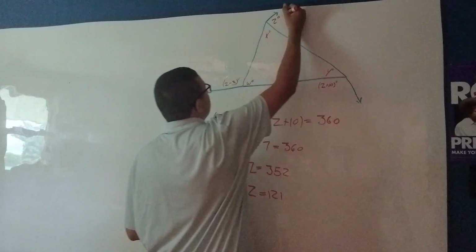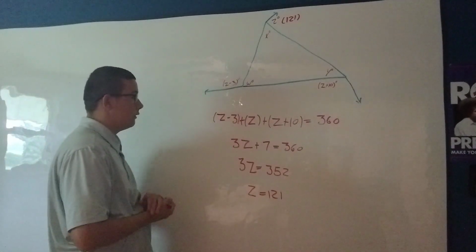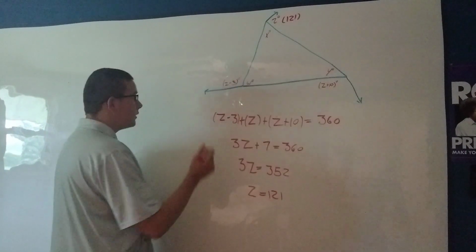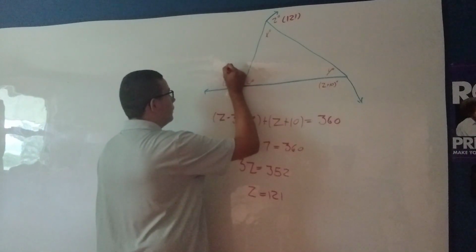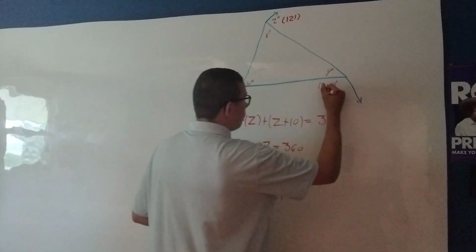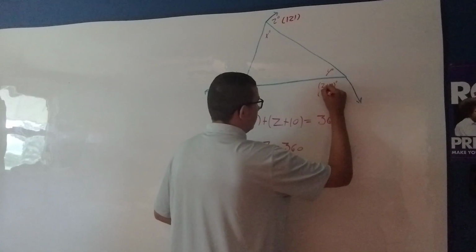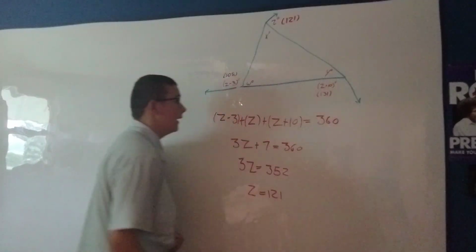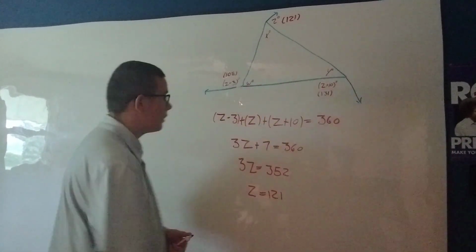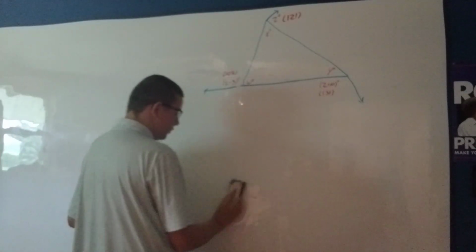So up here we can write 121. Then 121 minus 3 is 108. So we can write up here 108. And then here 121 plus 10 is 131, like that. And then from there, we can just go and use supplementary, because all of these angles are going to be supplementary to each other.